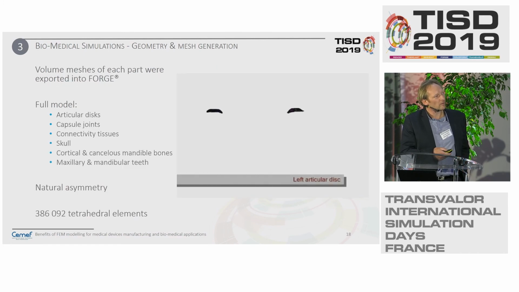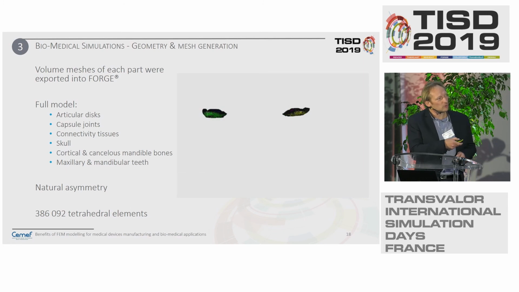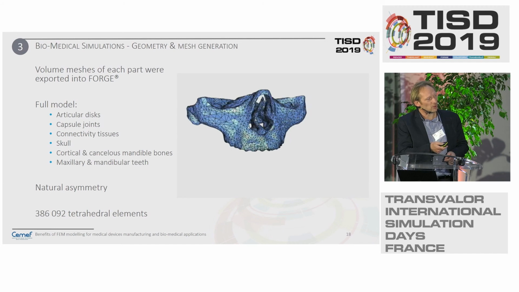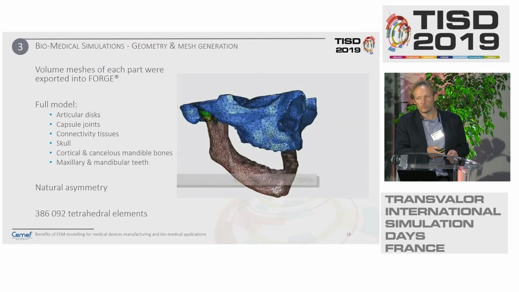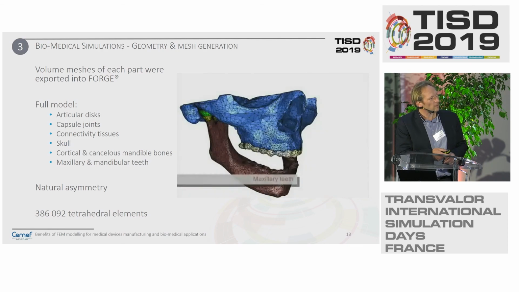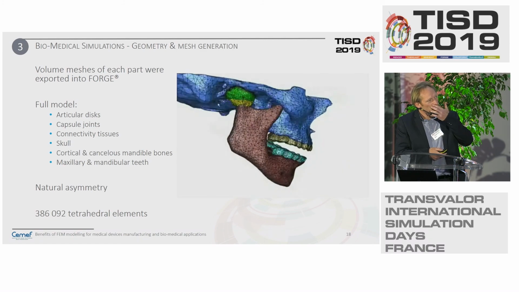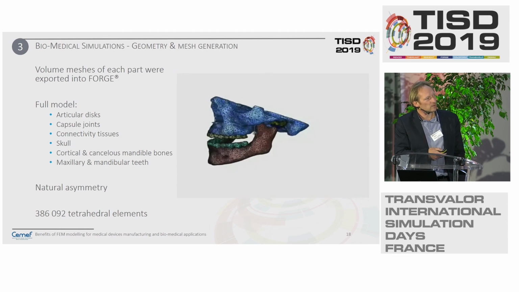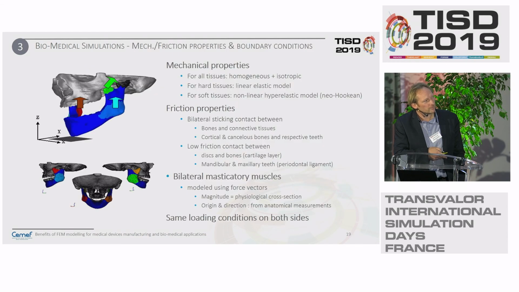So you have here the result of the final finite element model. It takes into account the articular disc, what we call the joint capsule, the connective tissues, the skull itself, then the cortical and the cancellous bone. We have two kinds of bones in the body, and the maxillary and the mandibular teeth. As you can see, it's almost 400,000 tetrahedral elements. And this model respects the natural asymmetry of the patient.